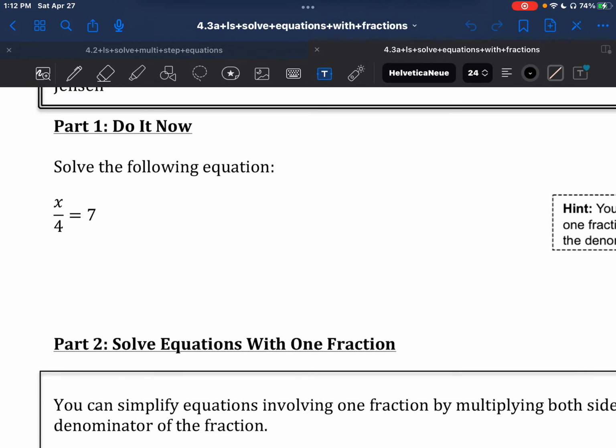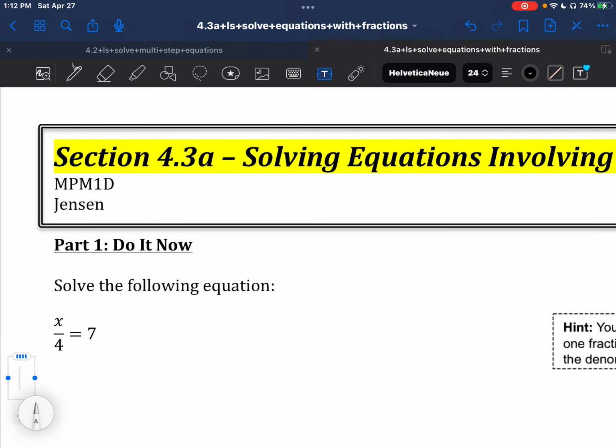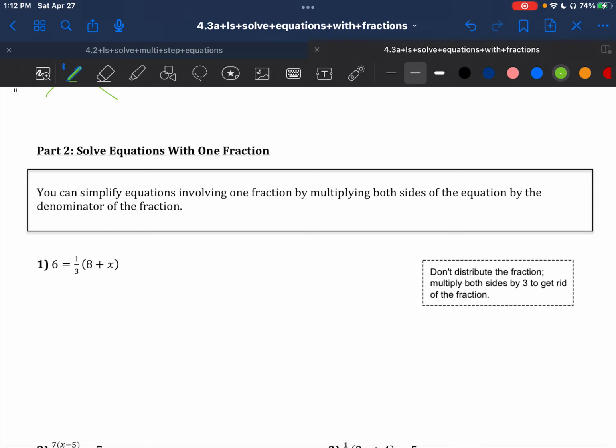Okay, so we're back. We don't want to do this because, oh my goodness, that's just not our vibe. We don't like that. So now we're solving equations with one fraction. These are a little bit harder, but it's just following steps, so it's not too much work.